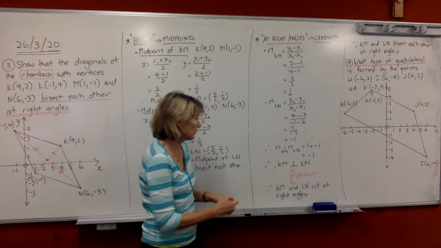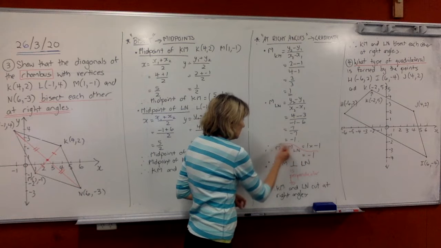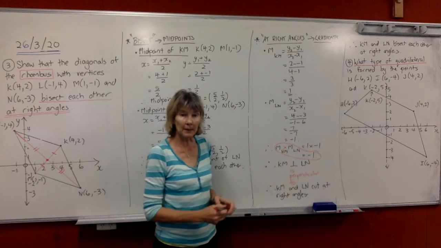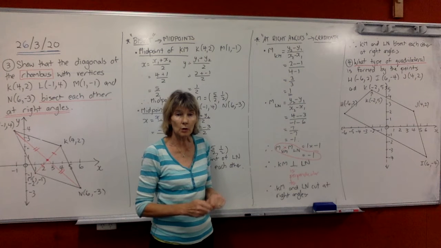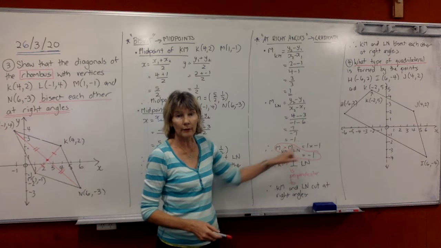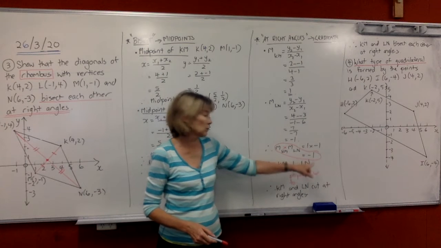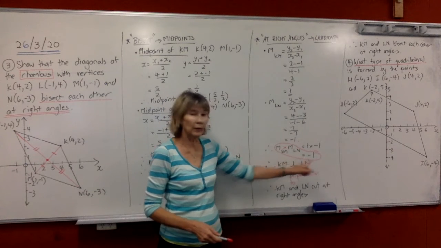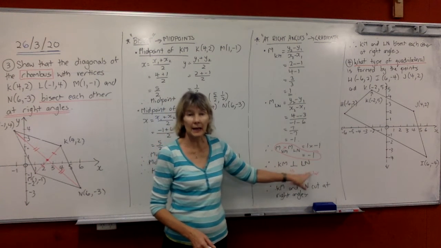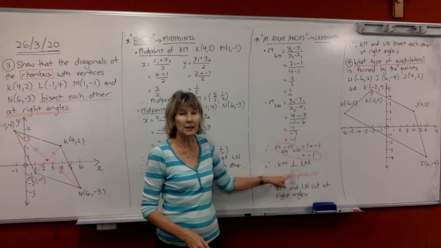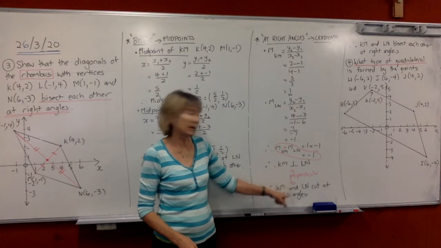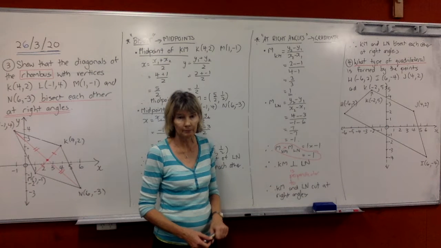And that is one of the things I told you to learn when we did perpendicular lines. So if you go back to your notes, you'll see that one of the things I told you to learn for perpendicular lines is the gradient of one of the lines times the gradient of the other line equals -1. So once you prove that, you can then say that KM is perpendicular to LN. You can use that symbol, it is legal to use it. Then you can say, therefore KM and LN cut at right angles.